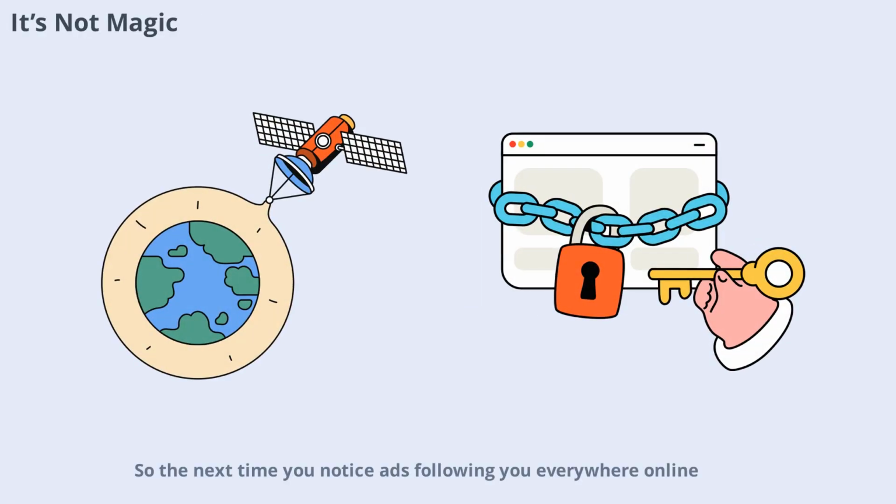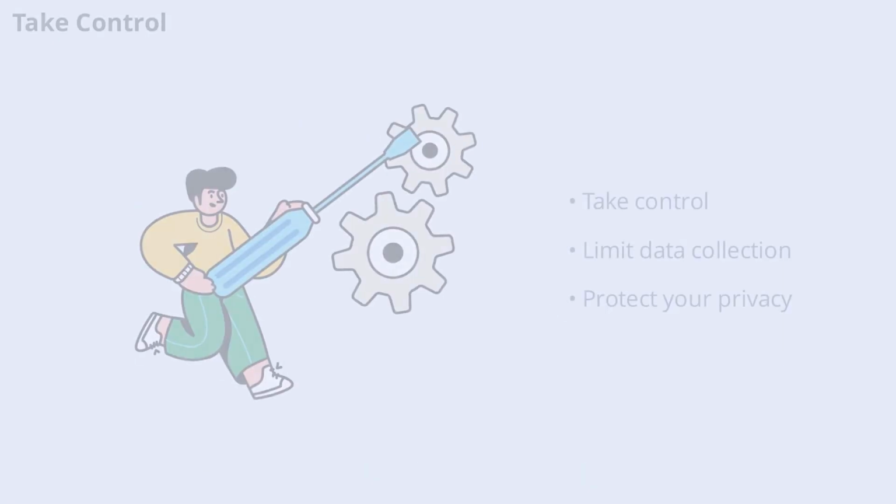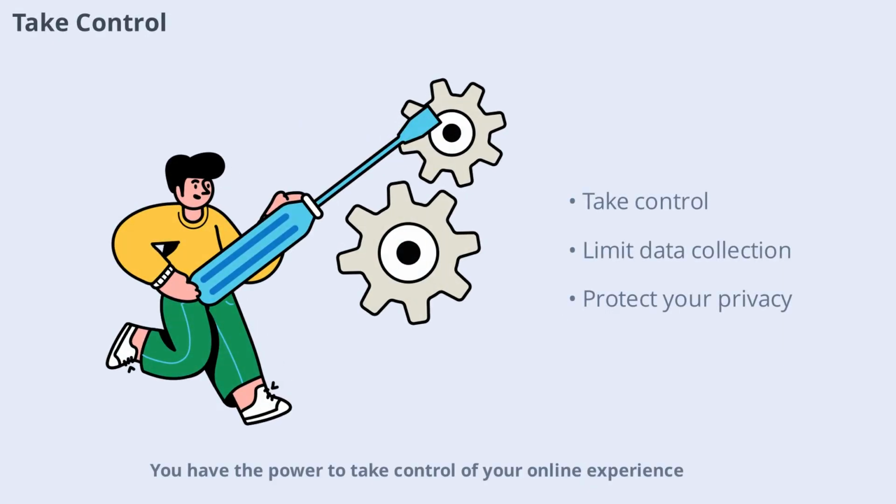So, the next time you notice ads following you everywhere online, remember, it's not magic. It's the result of sophisticated tracking technologies working behind the scenes. Understanding how this works can help you make smarter choices about your online privacy. You have the power to take control of your online experience. By being aware of how tracking works and using the tools available to you, you can limit how much of your data is collected and used for advertising. Small steps can make a big difference in protecting your privacy.